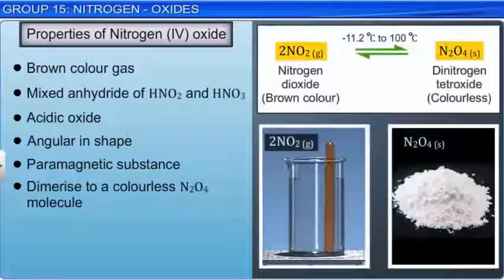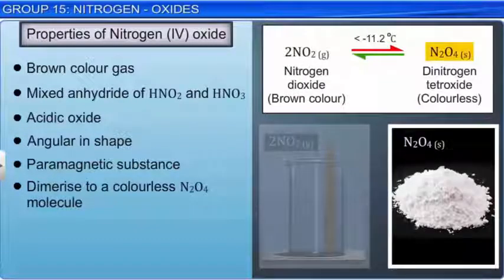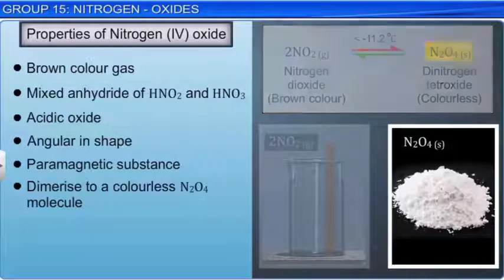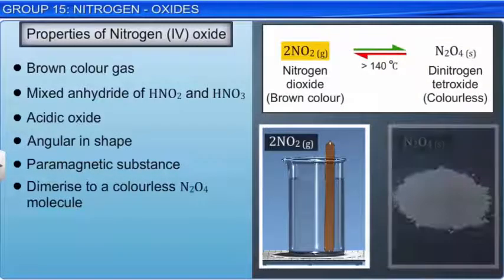These two oxides exist in equilibrium in a wide range of temperature, from -11.2 degrees Celsius to about 100 degrees Celsius. Below -11.2 degrees Celsius, only solid, colorless dinitrogen tetroxide exists, while above 140 degrees Celsius, only gaseous brown nitrogen dioxide exists.